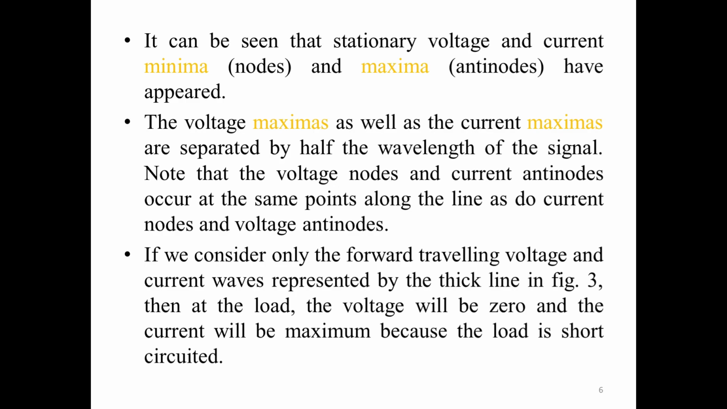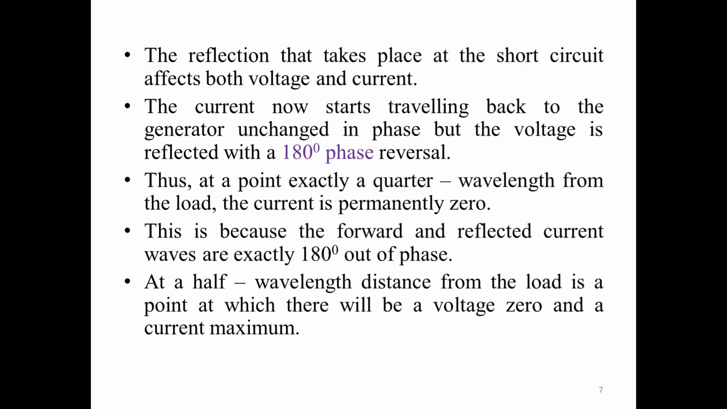If we consider only the forward traveling wave and current represented by the thick line in Fig 3, then at the load, the voltage will be 0 and the current will be maximum because the load is short-circuited. The reflection that takes place at the short circuit affects both voltage and current. The current now starts traveling back to the generator unchanged in phase, but the voltage is reflected with a 180-degree phase reversal. Thus, at a point exactly a quarter wavelength from the load, the current is permanently zero.